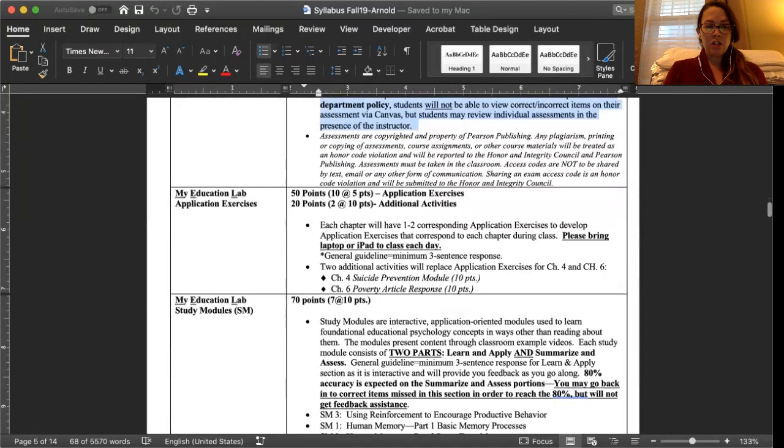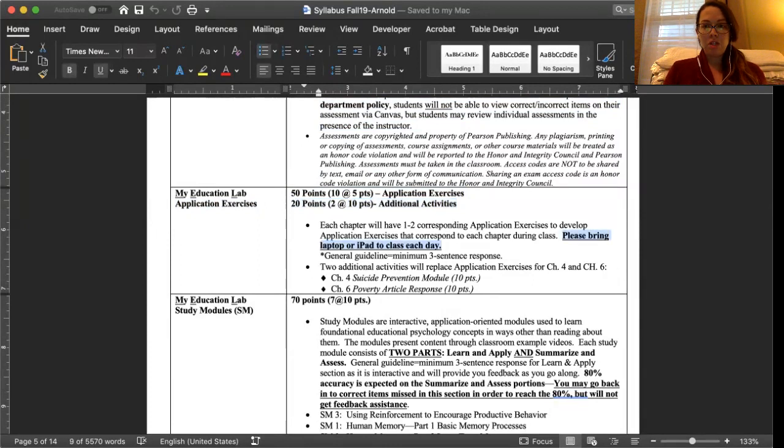The application exercises that I referenced earlier that are due on Mondays, those are in part of Pearson. You can see here that there's 10 of them at 5 points for a total of 50. And then there's 2 additional activities. Those are chapter 4 and chapter 6. It's very clearly shown in the modules. Those are for a total of 20 points.